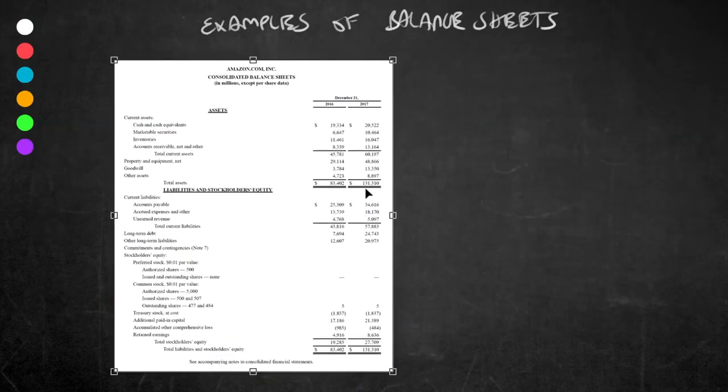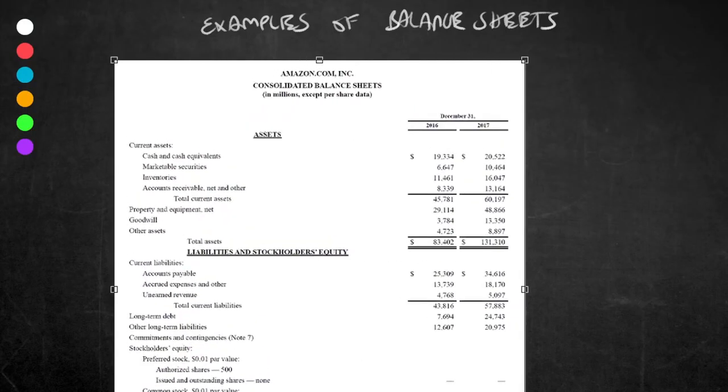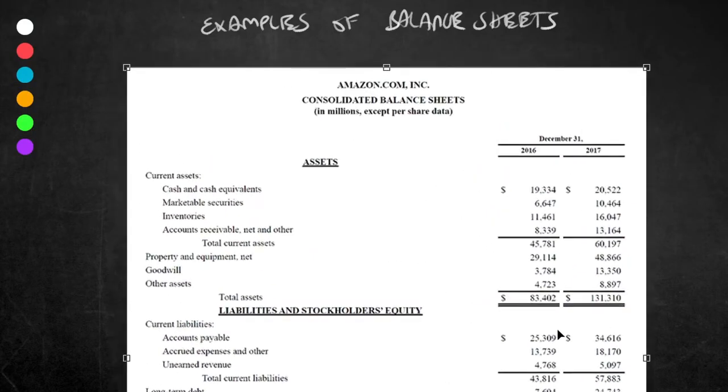So let's start right from the top. I'm going to go back to the original format this balance sheet was in. Right from the beginning, we have the name of the company at the top, in this case Amazon. And we know it is a balance sheet. And what else do we know? All the data here is in millions.